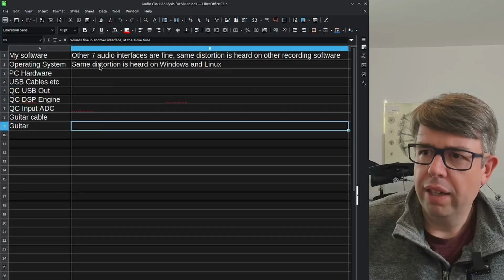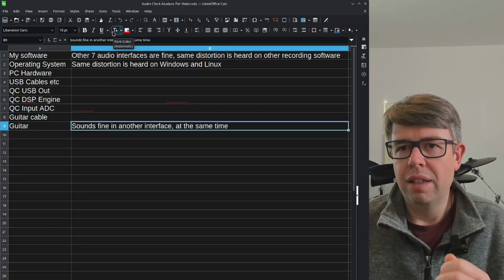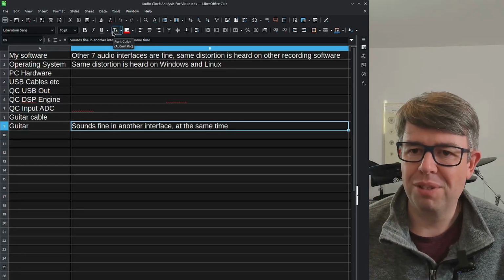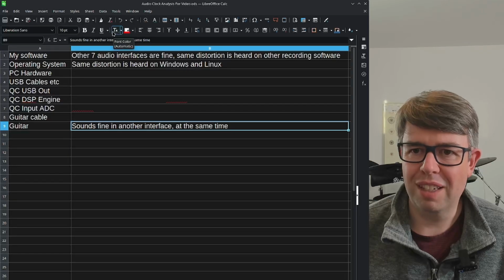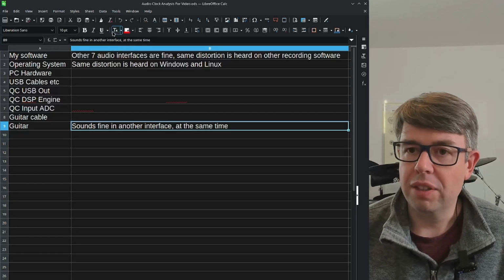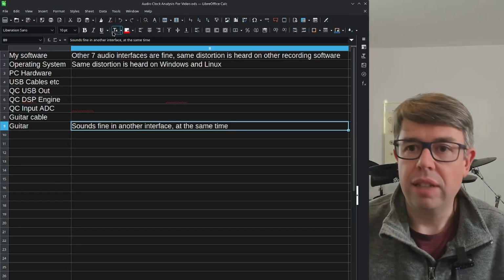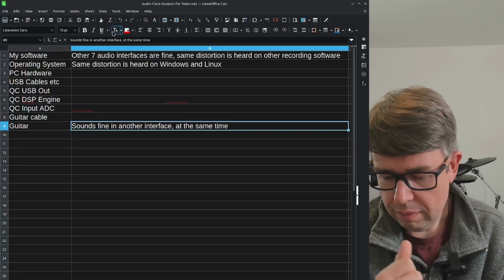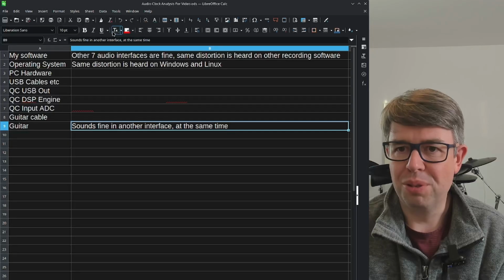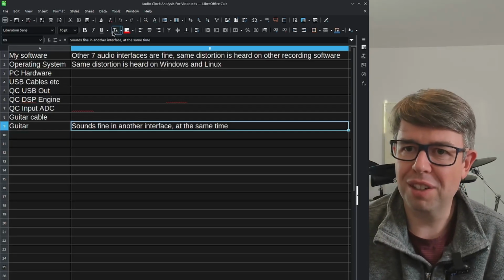Now, at the other end of things, I can eliminate the guitar because, well, the most obvious thing to do is just plug it into another interface or a guitar amplifier and see if you get crackly distortion. It's not an insane thing to test because you certainly can get distortion on the guitar, and it's also very important that you could get distortion with a guitar because of its construction that only occurs when it's plugged into one kind of amplifier.